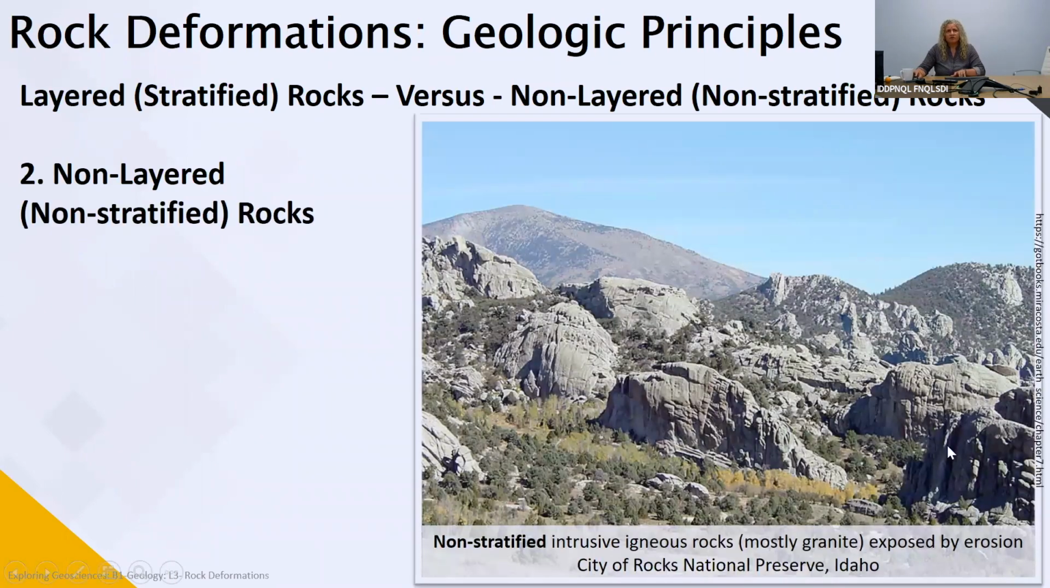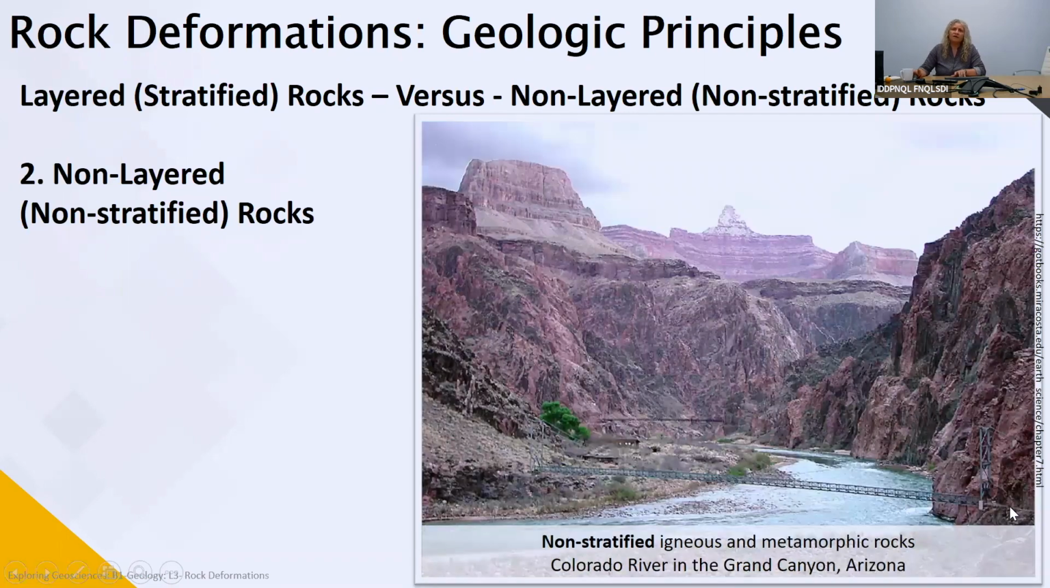Examples of non-stratified rocks in the field: here we can see intrusive igneous rocks, mainly granites, exposed by erosion, and you can see their bubbly, massive look with no bedding or layering. Here we have an example which is mainly non-stratified on the bottom, with a massive look, and at the top we have the contrast with stratified bedded layers.